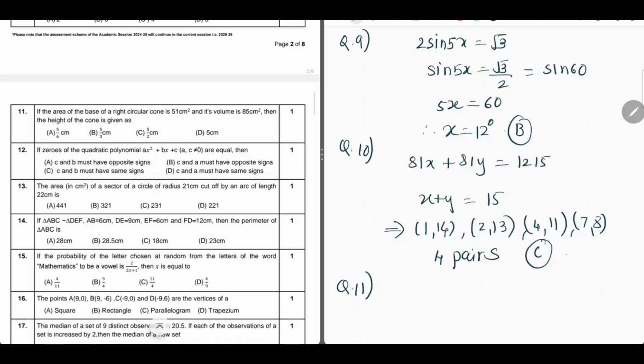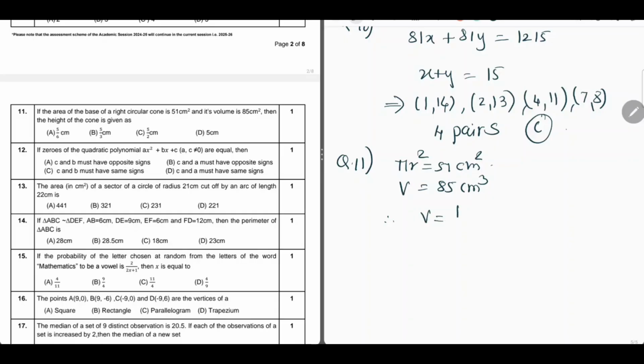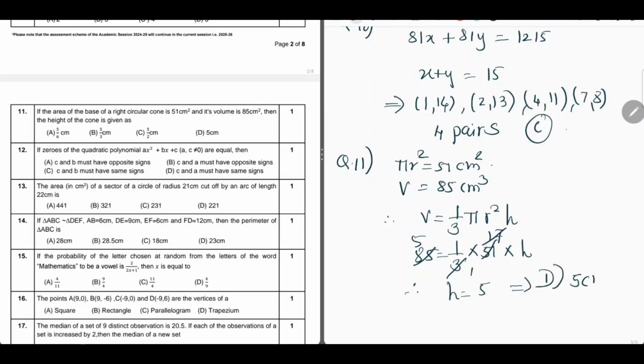If the area of the base of a circular cone, the base is a circle, so pi r square is given as 51 centimeter square. Volume of cone is equal to 85 centimeter cube. Therefore volume is equal to 1/3 pi r square h. So 85 is equal to 1/3 into 51 into h. Therefore h is equal to 5. That is option D. That is 5 centimeter.